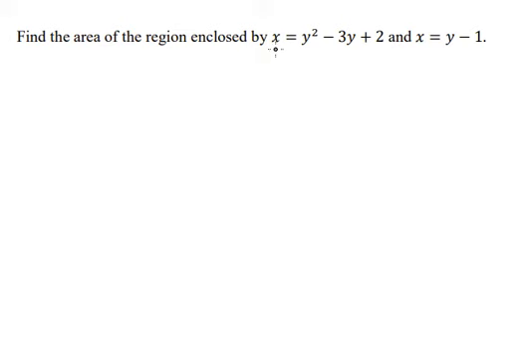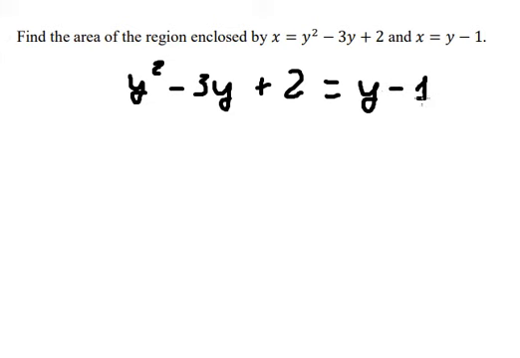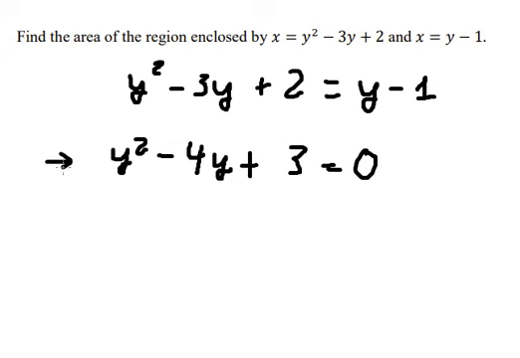We need to find the intersection between this one and this one. So we have y squared minus 3y plus 2 equals y minus 1. So I will put this one to the left. Negative 3y and negative y, we have negative 4y. Number 2 plus 1, we have number 3. And we have the solutions of y. So y equals 1 and y equals 3.